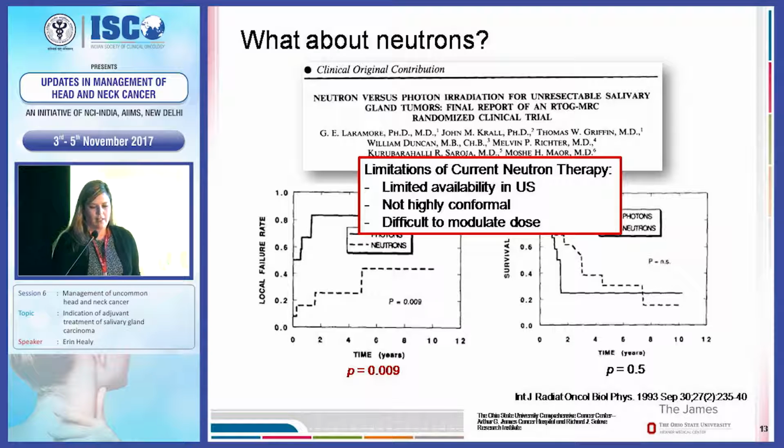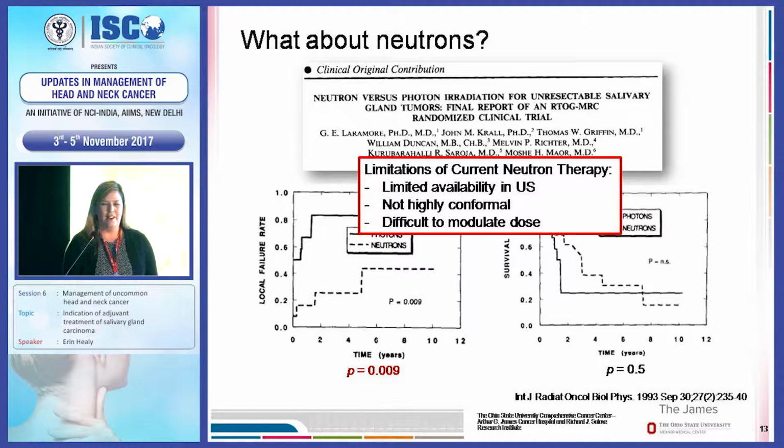But neutrons also have their own limitations. They're limited. I think they're only available in Washington State. And they're not highly conformal, and they're difficult to modulate. They also found with this trial that toxicity was significantly higher.